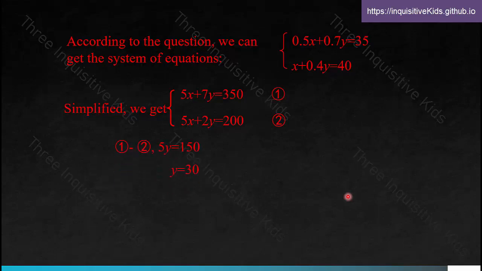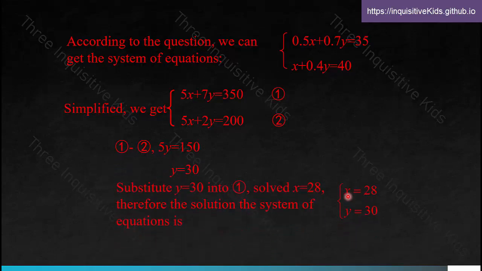Simplified, we have y is equal to 30. Substitute that into equation number 1, we get x is equal to 28. So our final answer would be, each meal requires 28 grams of raw material A and 30 grams of raw material B.